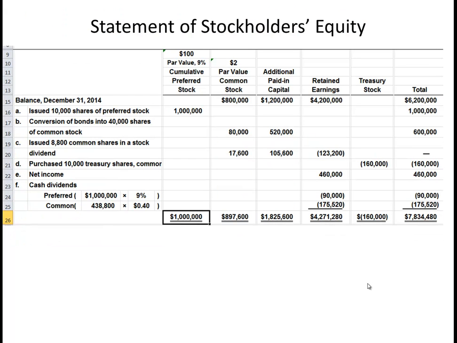So here's the completion of the statement of stockholders' equity and how transactions A through F affected it. You can see that based on all of our changes, we come up with a new balance of our stockholders' equity of $7,834,480, which is an increase from where we started at $6.2 million.